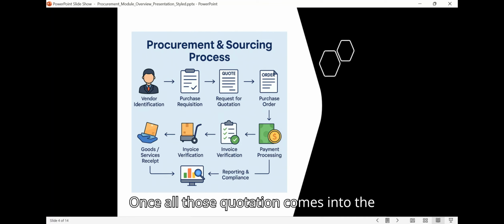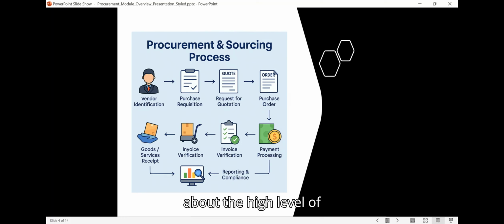Once all those quotations come into the picture, you're going to compare them, and you choose the best vendor who is providing this specific raw material for us. Once you've identified it, you're going to create a purchase order. Once the order is created, you're going to receive the material, the invoice happens, then the payment happens, and then comes the reporting and other aspects. This is the high level of the procurement and sourcing process.